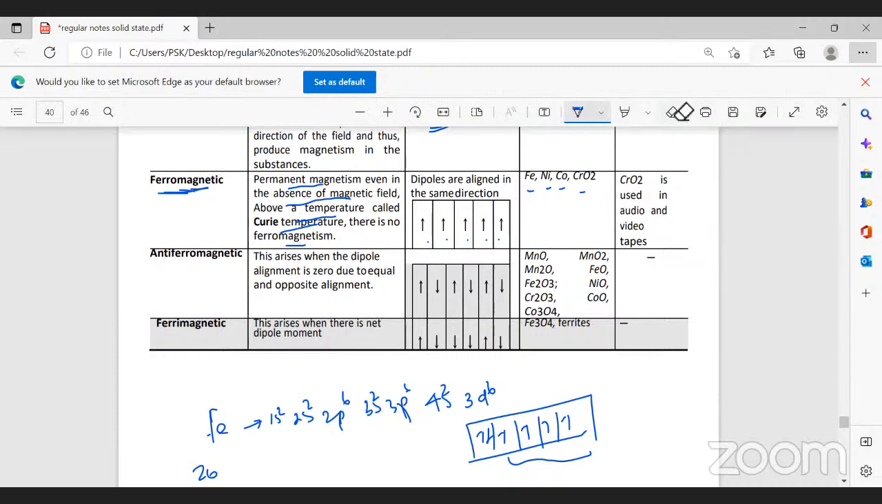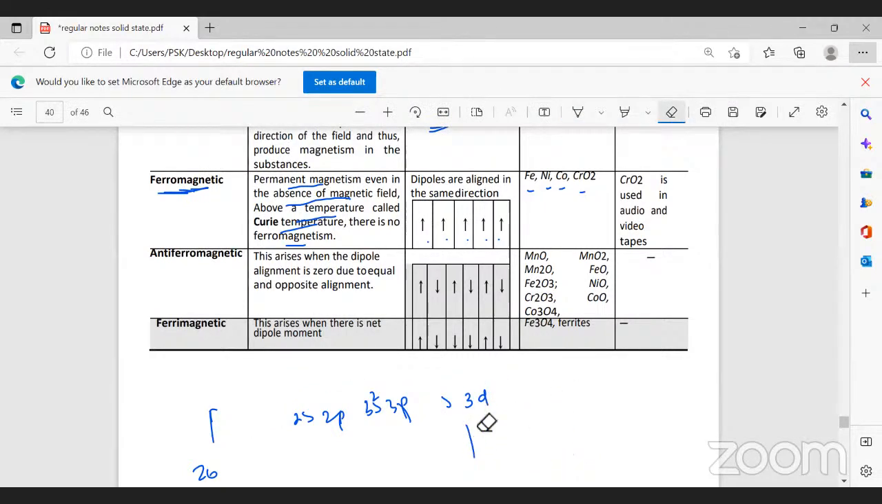So if a material contains more number of unpaired electrons, they will be strongly attracted towards the magnetic field, and they will be called ferromagnetic. Clear with this? These magnetic properties are important. Next is antiferromagnetic. Now you observe here the configuration for antiferromagnetic.